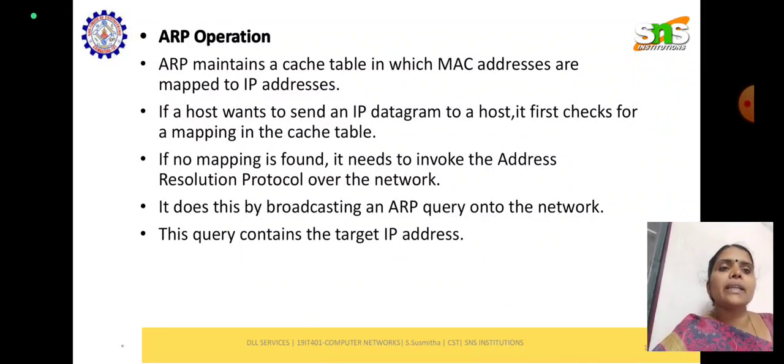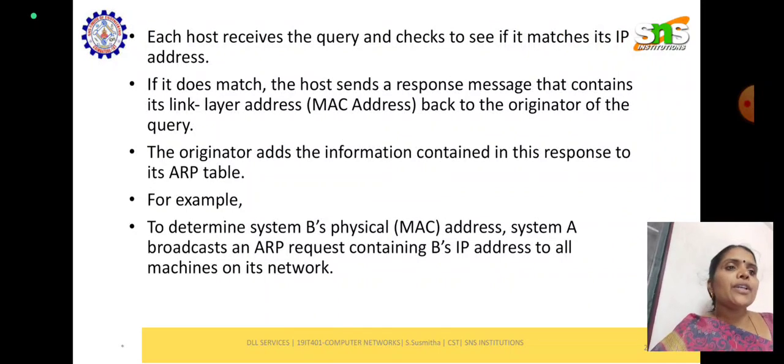The query contains the target IP address. Each host receives the query and checks to see if it matches its IP address. If it does match, the host sends a response message that contains a link layer address back to the originator of the query. The originator adds the information contained in this response to its ARP table.